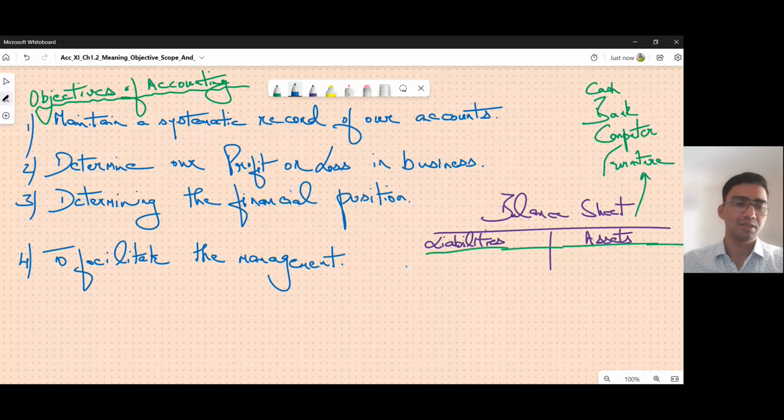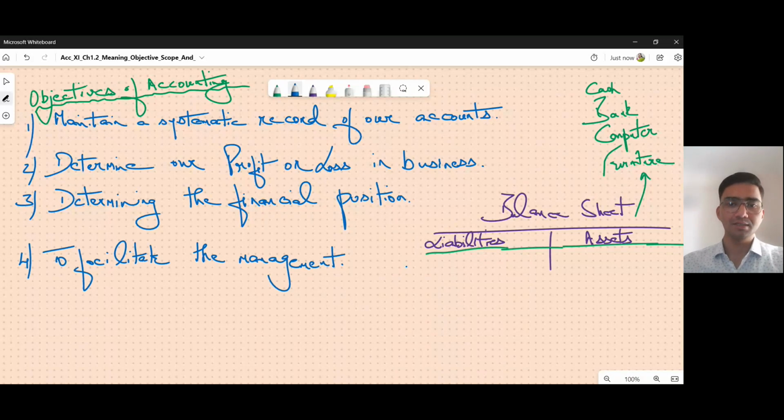Facilitate means to help. So how does accounting help the management? Management are the people who are running the business. Okay? So you may be an owner in the business. You may have invested all the money to start the business, but you have kept a manager. You have kept a person who is maybe at a high position in your organization to run this business. Those people are the management.